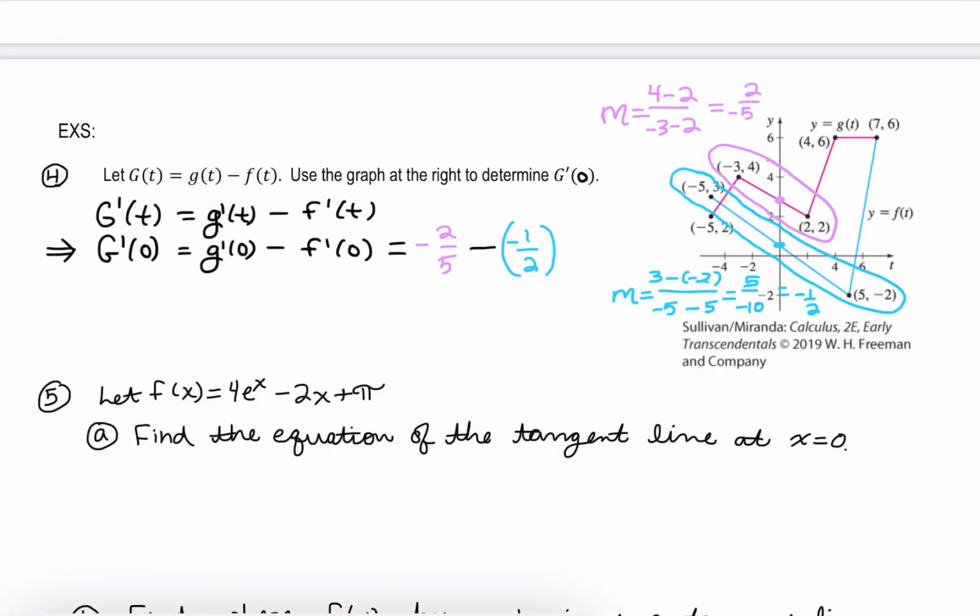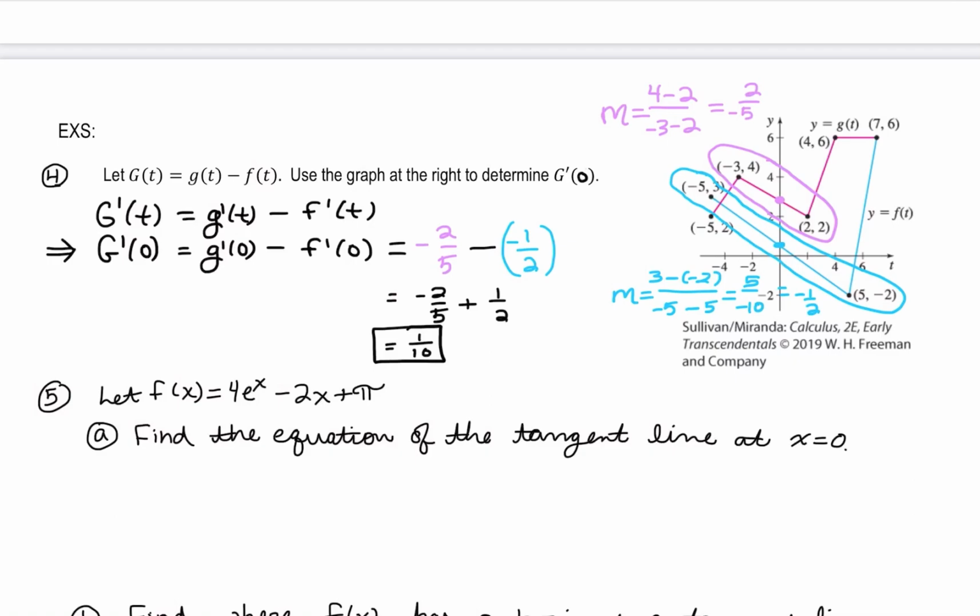And so we're going to end up with this negative 2/5 plus our 1/2. So what's negative 4/10 plus 5/10? So 1/10 on that. So it looks like we're going to end up with that equaling 1/10 when we're done.